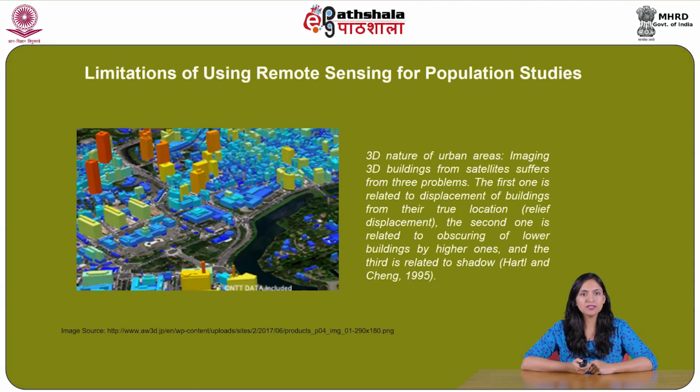Next, the 3D nature of urban areas. Imaging 3D buildings from satellites suffers from three problems. The first one is related to displacement of buildings from their true location, which is also called relief displacement. The second one is related to obscuring of lower buildings by higher ones, and the third is related to shadow.